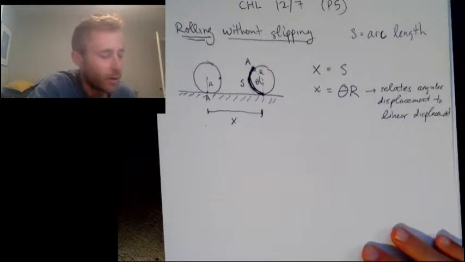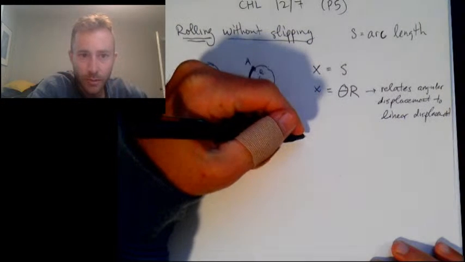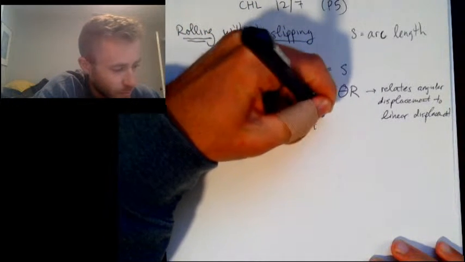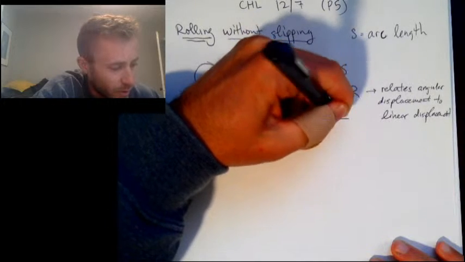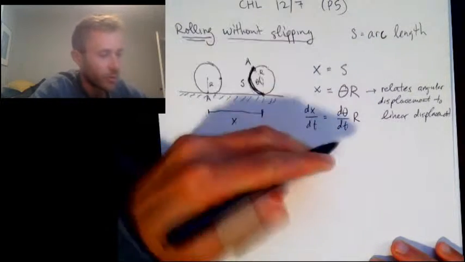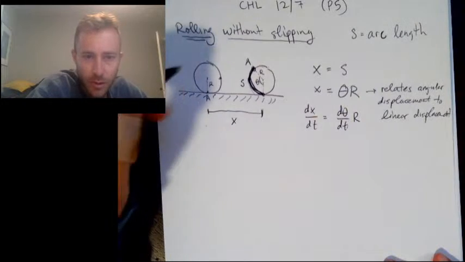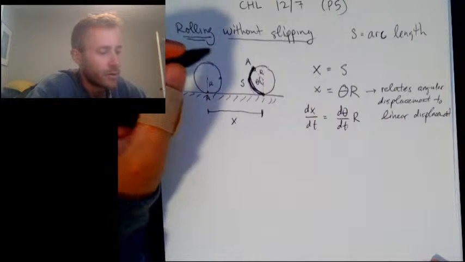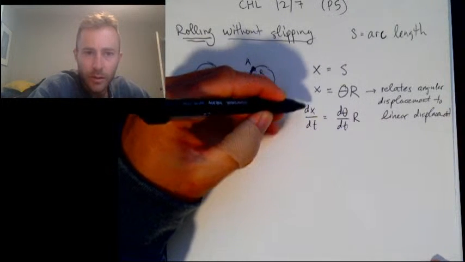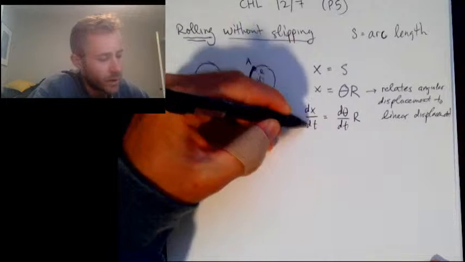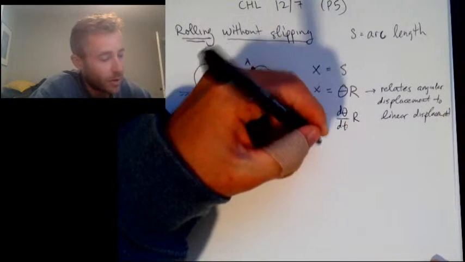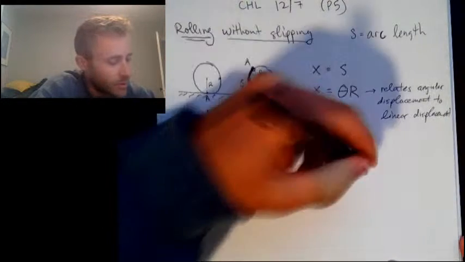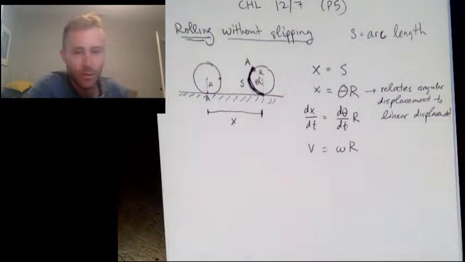Then what we can do is take the derivative of both sides of the equation. So we get dx/dt equals d theta/dt times r, because the radius of the wheel is a constant, so when we take the derivative of that, it doesn't have a derivative. The derivative of position with respect to time is the linear velocity. The derivative of angle with respect to time is the angular velocity. So we have this equation.